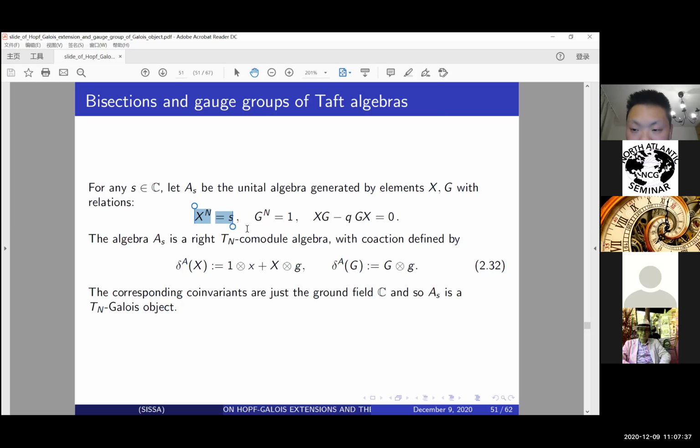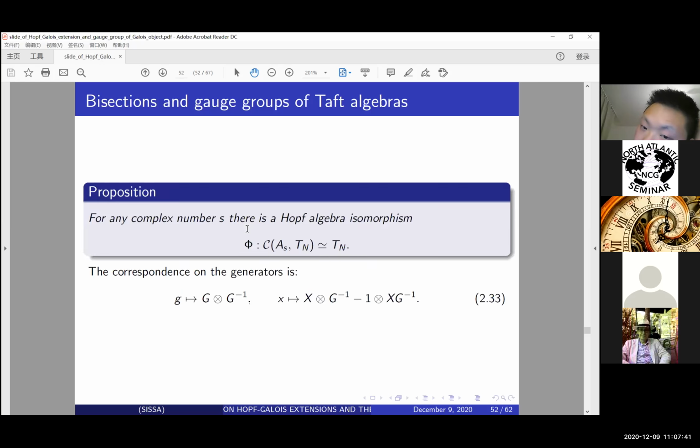Wait a second. No, wait a second. I'm wrong. Sorry, I'm wrong. Look at this proposition. This is what happens here. This is a Schauenburg transform.